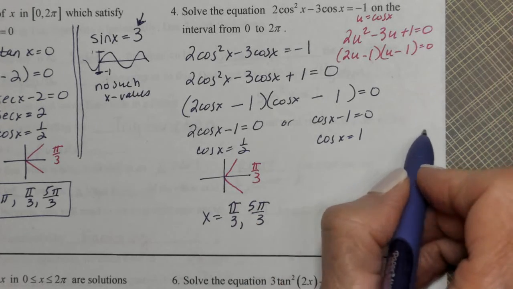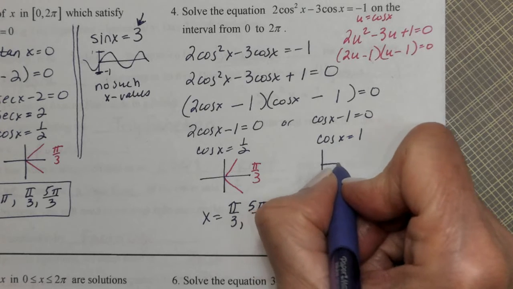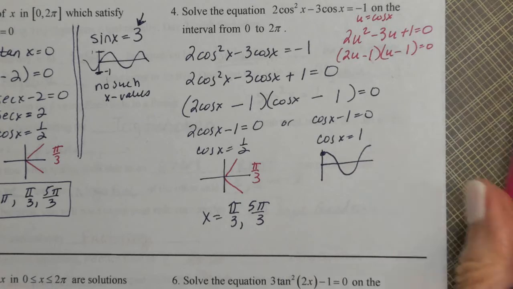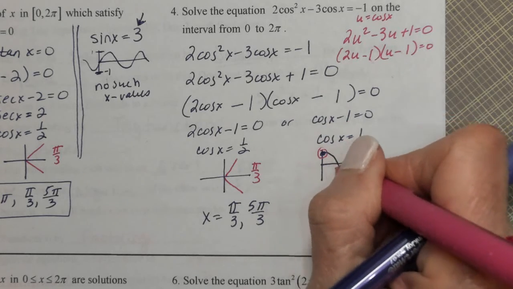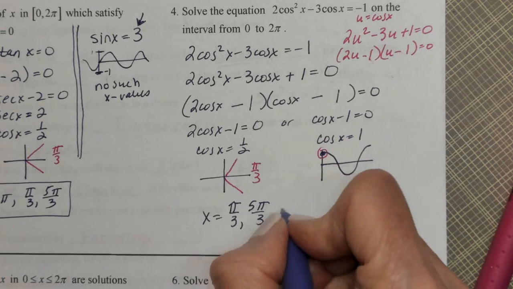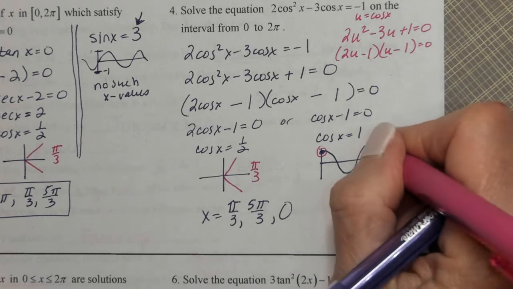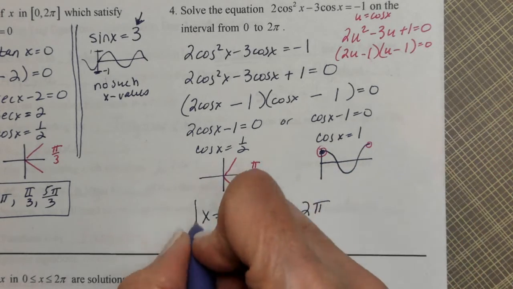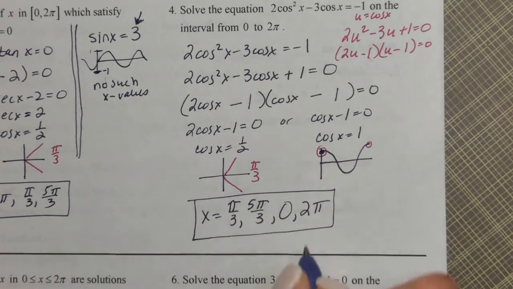Over here, cosine is 1 at, I'm thinking of the graph of cosine. Cosine is 1 at x is equal to 0 and x is equal to 2 pi. So I add those to my solution list and I'm done.